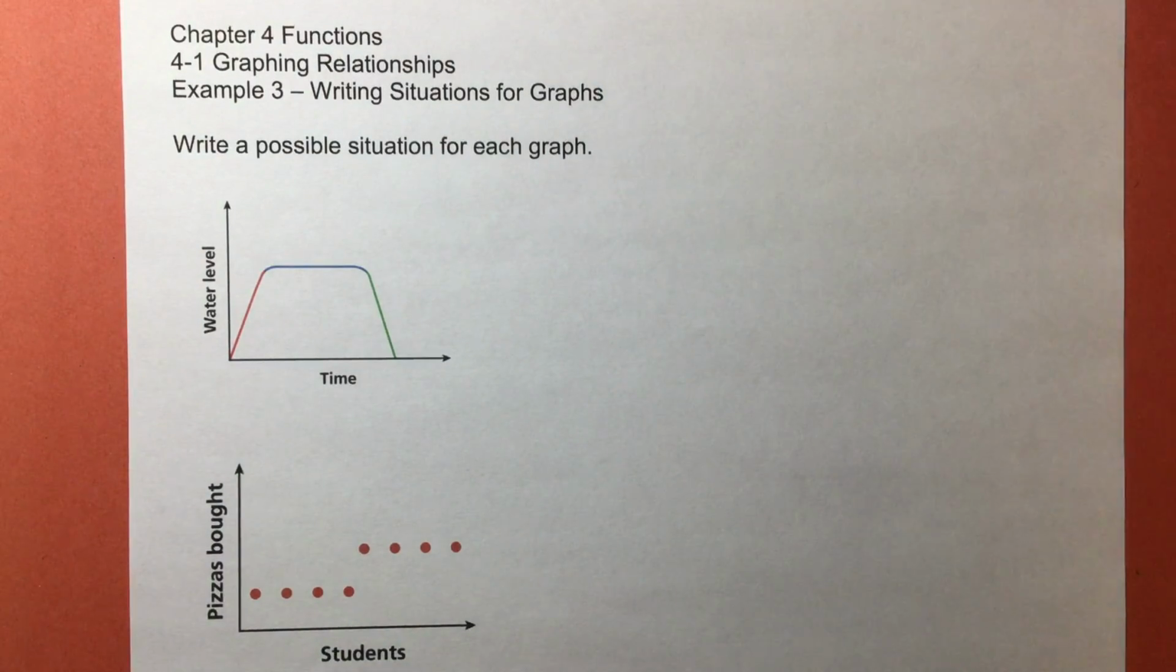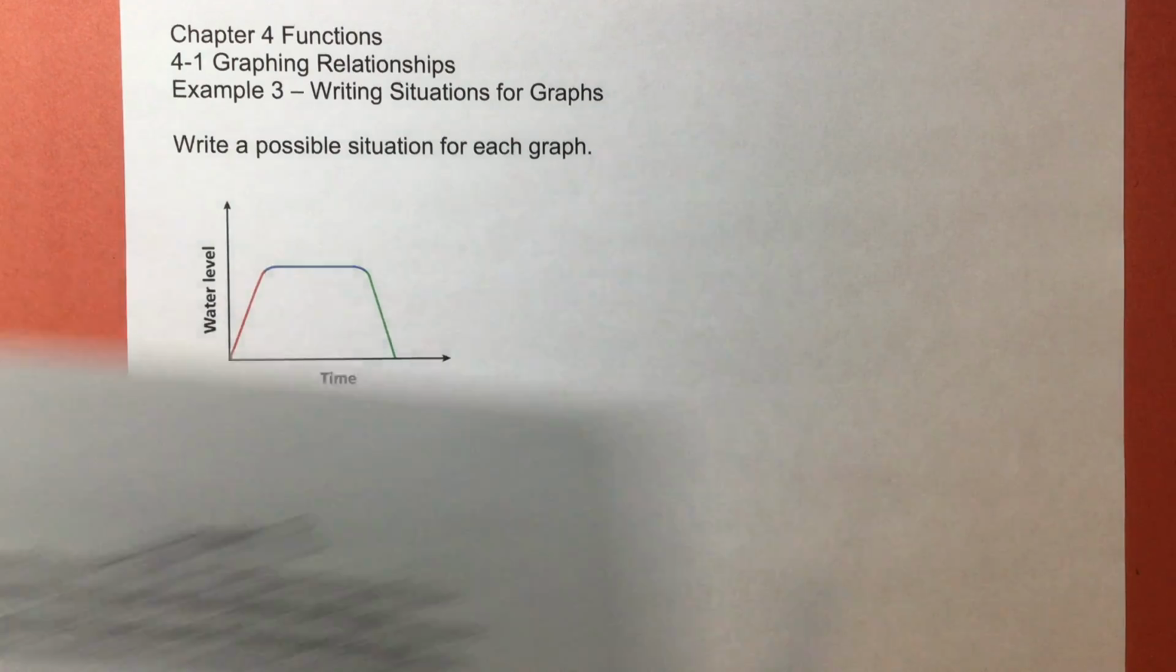Hello, we are still working on Chapter 4, Section 1, Graphing Relationships. We're looking at example number 3 from the book, where we have a graph and we're going to write a situation about the graph. We spend a little bit of time with this in class because I don't need long, drawn out explanations. I just need enough so you can show me that you understand what's going on. I don't need you to write a book. We're just going to describe what you're seeing from the graph.